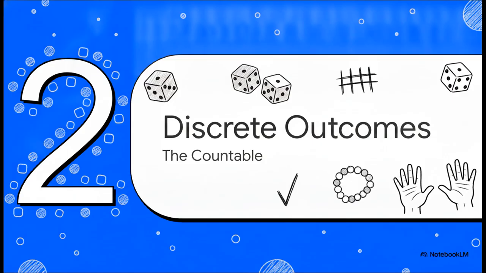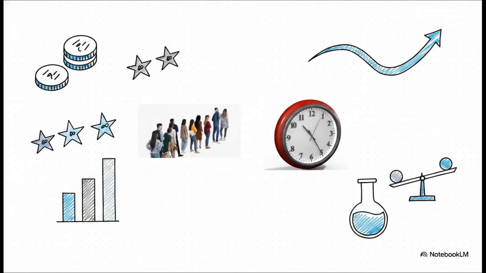Which brings us to part 2, discrete, the countable outcomes. Just think about people waiting in a line. You can physically point and count them. 1, 2, 3 people. You absolutely cannot have 2.5 people. That is discrete. It's the same for the number of sales made in a day or mistakes on a page. Now contrast that with time on a clock. Time, weight, volume. These don't just hop from one whole number to the next. They flow smoothly, passing through infinite continuous fractions.